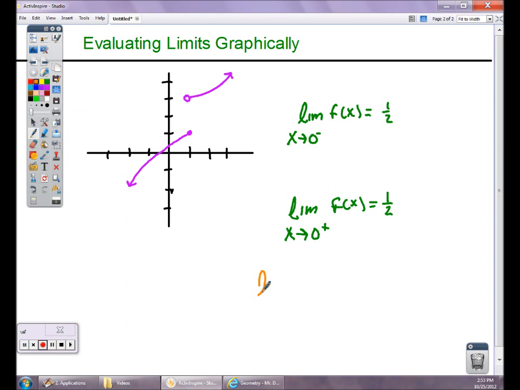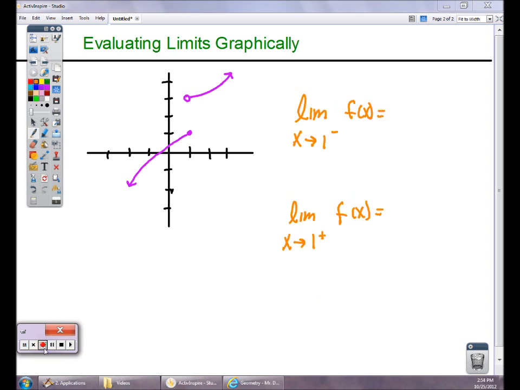So now I can make the statement, the limit as x goes to 0, f of x equals 1/2. The left-hand limit exists at 1/2. The right-hand limit exists at 1/2. Therefore, the limit as x approaches 0 equals 1/2.